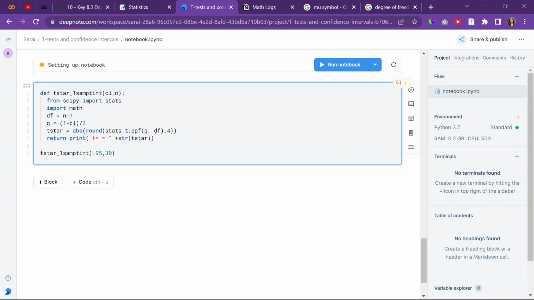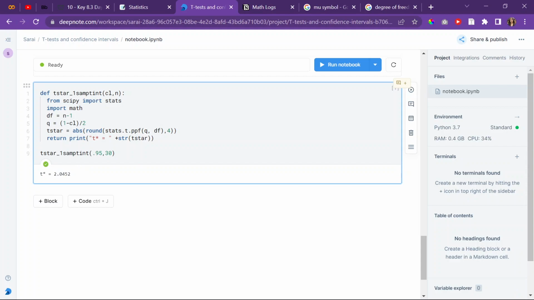Usually when you're doing a degree of freedom, you want to make sure that you say which degree of freedom you are using, because sometimes you get different degrees of freedom using your calculator and doing it by hand, and it varies the answer. So when you get an answer, just make sure that you stated which degree of freedom you used. In this case, I would be saying that DF is equal to 29 in my work. So this is our T star, it's 2.0452.